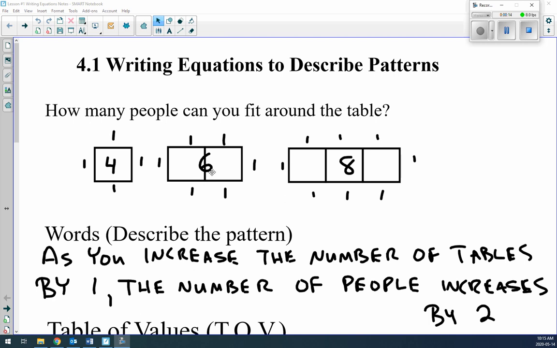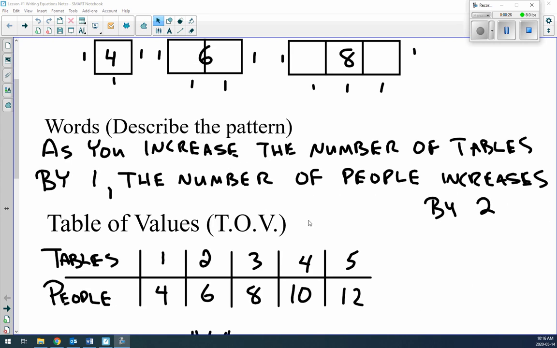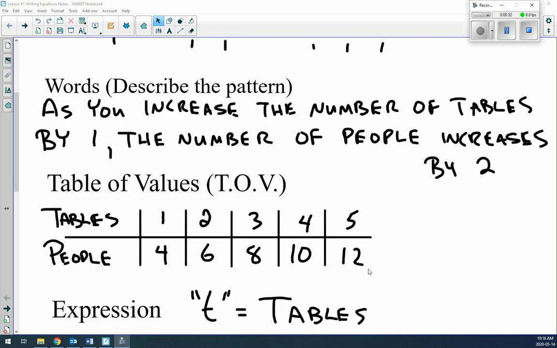We put 2 tables together, we can have 6 people around. 3 tables, we can have 8 people around. So describe the pattern in words. As you increase the number of tables by 1, the number of people increases by 2. Simple breakdown. You could do it as a table of values. Tables and people: 1 table 4, 2 tables 6, 3 tables 8, and you can continue the pattern up.